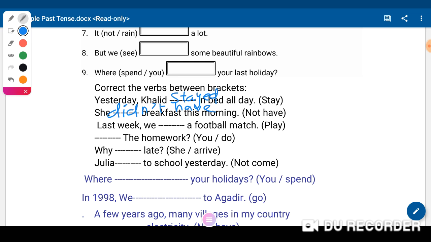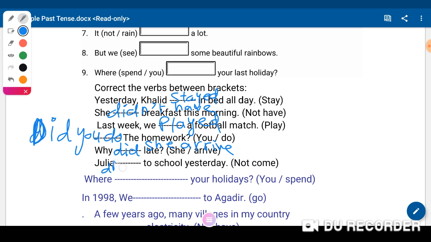Last week we played a football match. Did you do, because this is a question, did you do the homework? Why did she arrive late? Julia didn't come to school. Where did you spend your holiday?